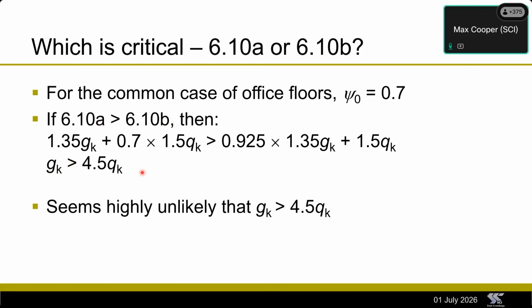That's quite a heavy structure to carry quite a light load, certainly in the world of steel. So I would suggest that that's quite unlikely, and therefore that in the vast majority of cases, certainly for steel design, it will be 6.10b that will govern. You will of course have to check 6.10a, but once you've got a bit of experience using this, you'll find that 6.10b is pretty much always going to govern.